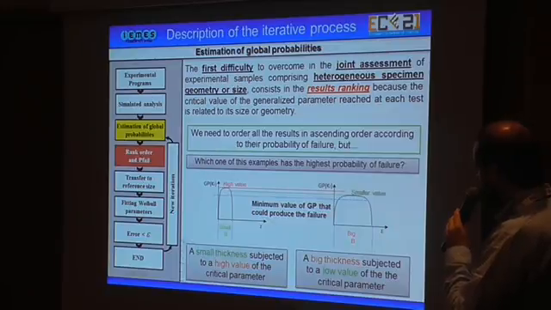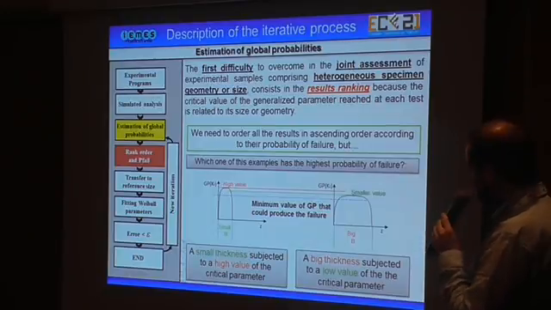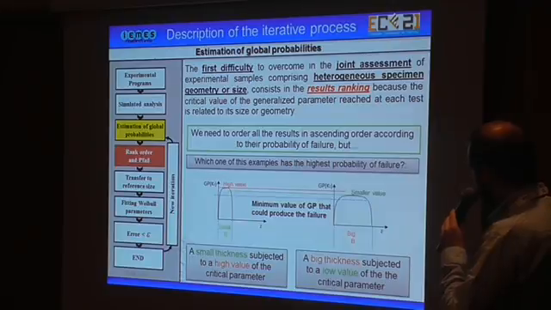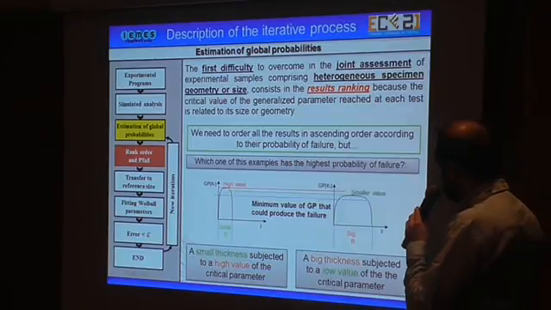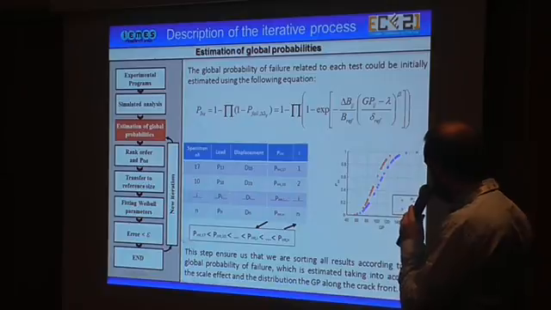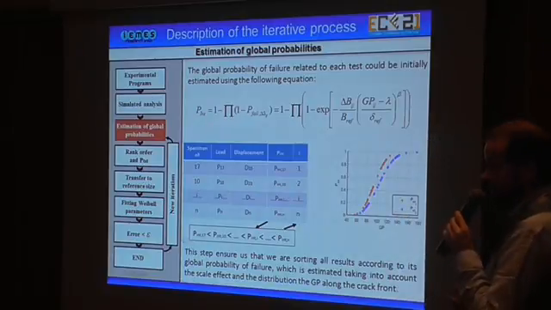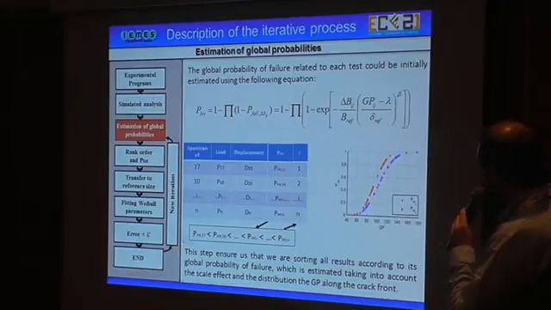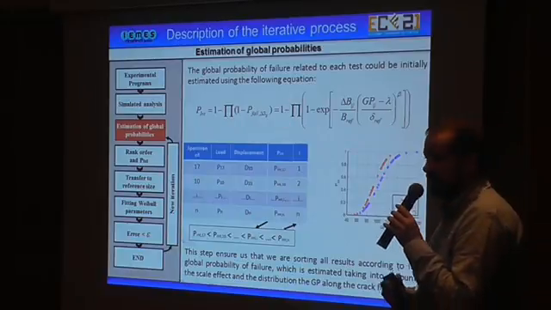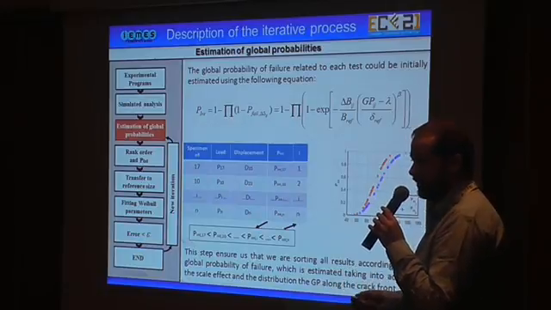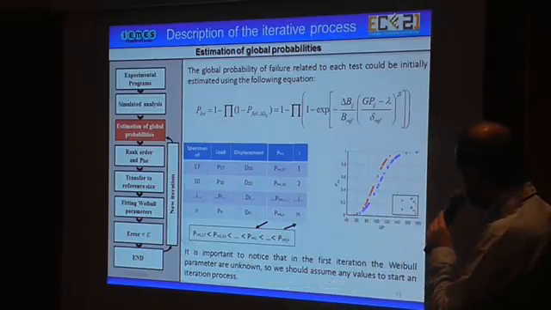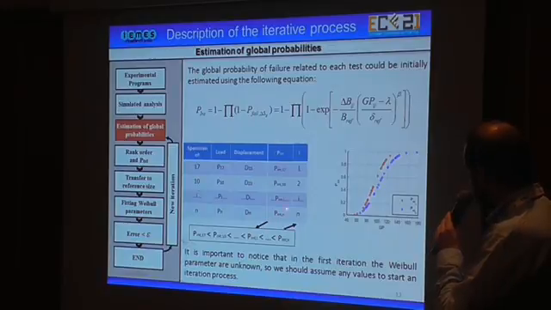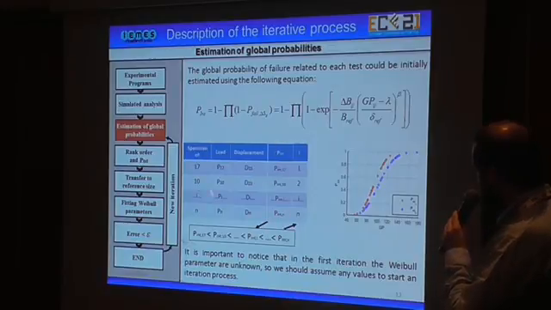A small thickness subjected to a high value of critical parameter, or a big thickness subjected to a low value of the critical parameter? We need to solve this question before going to the next step. We need to obtain the global probability of failure of each component, or each sample, with the weakest link principle, taking into account what is the stress intensity factor along the crack front in each point. And we can sort the results according to the global probability of failure, not according to the load applied.